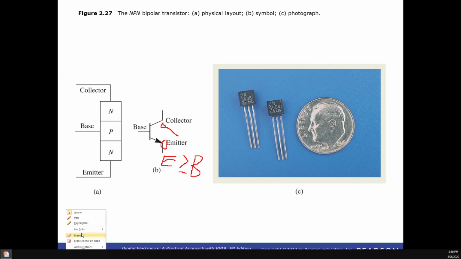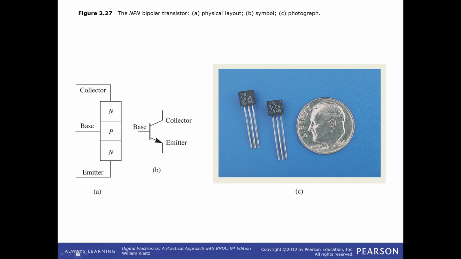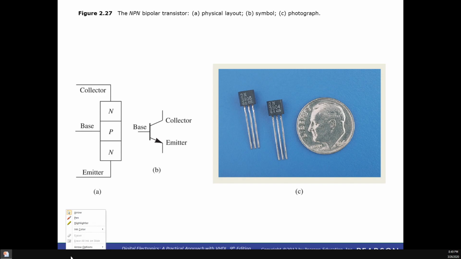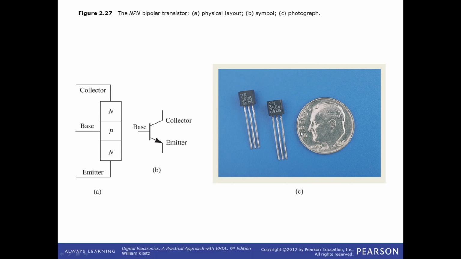So here's just a representation of the diagrams for a BJT, and then this third picture is just real life transistors, real life BJTs. They have a dime for size to show you that they're relatively small.